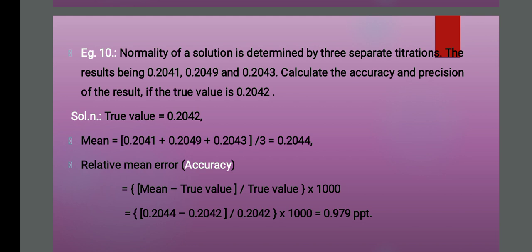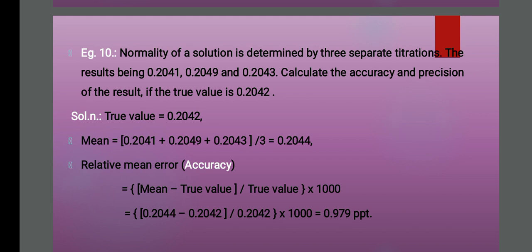So now what you are going to do here is, the true value is given in this problem and 3 different values are given. We need to calculate accuracy and precision. First, you are in need of the true value, then you are in need of the mean value. So first you take the true value and write the things given there. The true value is clearly given as 0.2042.